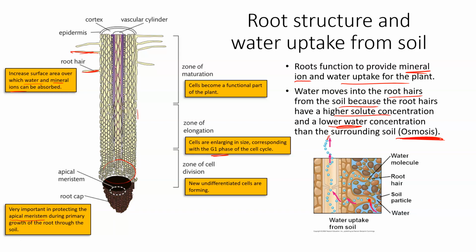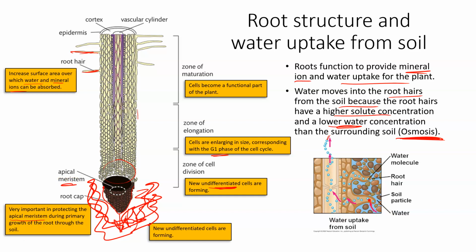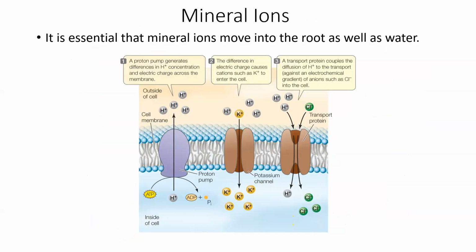During primary growth of the root through the soil, because this root is growing down through the soil, which may be abrasive, it may be rocky, it may be clay, right? It has to protect this really important apical meristem tissue, which is the undifferentiated bunch of stem cells. It has to have a cap so that as it pushes through the soil or the substrate, it is not damaging the apical meristem. New undifferentiated cells are forming in this particular apical meristem. That is a really important part of the plant.